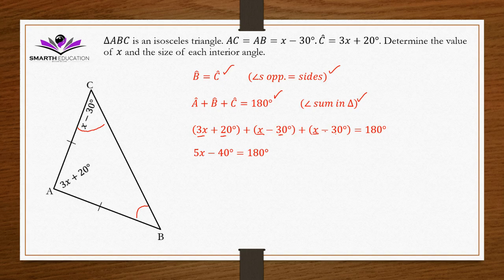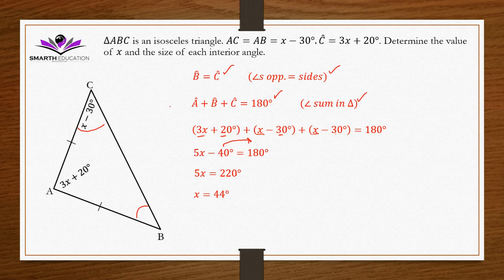And then we can transpose. Negative 40 comes to this side and becomes 180 degrees plus 40 degrees. And then 5x is equal to 220 degrees. Then divide by 5 on both sides of the equation. We get that x is equal to 44 degrees.